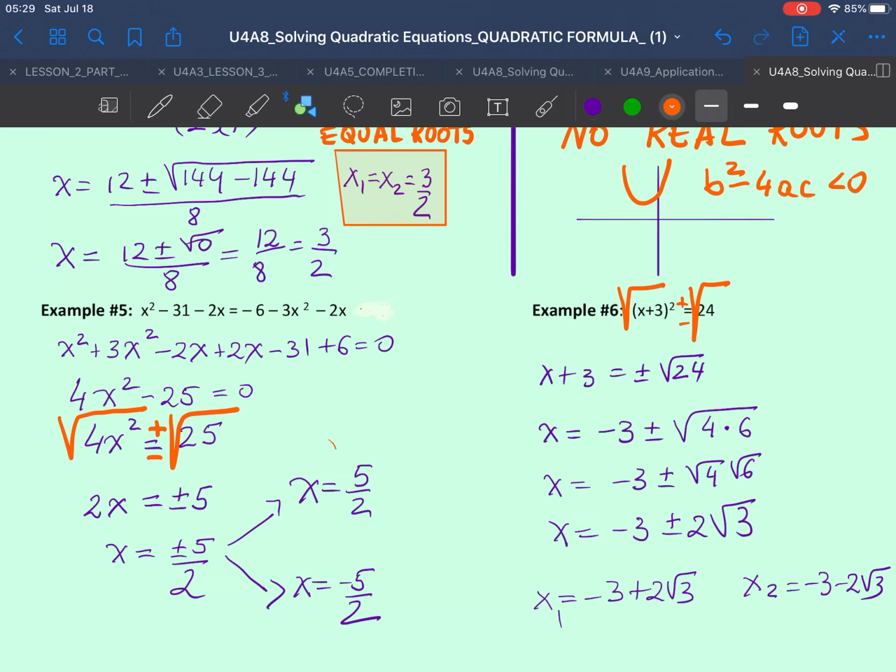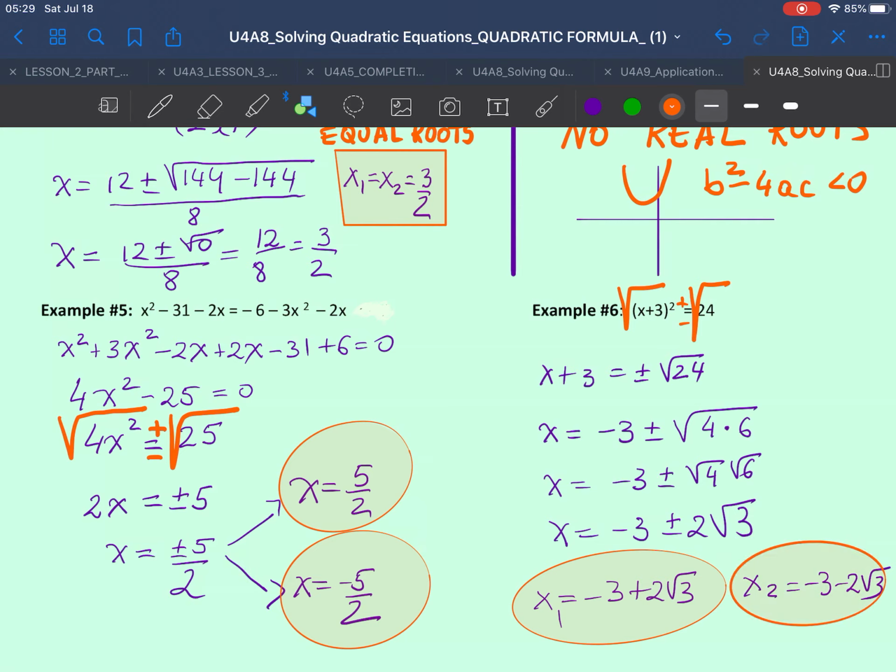And this is it. This is today's lesson on solving quadratic equations by using the quadratic formula. And actually, we looked at some more examples as well. I hope you enjoyed the lesson, and I hope this all made sense.